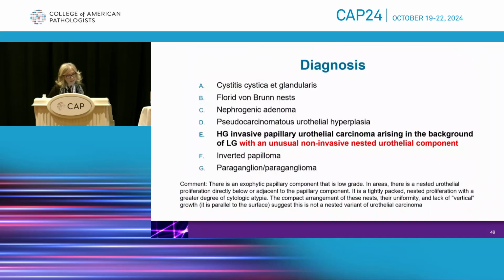So my diagnosis was high-grade invasive papillary urothelial carcinoma, arising in the background of low-grade. And the part in red, I didn't put in the diagnostic line because our urologist would have been perturbed, but I did put a comment that there was an exophytic papillary component that is low-grade. In areas there is a nested urothelial proliferation directly below or adjacent to the papillary component. It is tightly packed, nested with a greater degree of cytologic atypia, and the compact arrangement of these nests, their uniformity and lack of vertical growth suggest that this is not a nested variant of urothelial carcinoma. And once again, I thought this was extremely important in this patient that was so young.